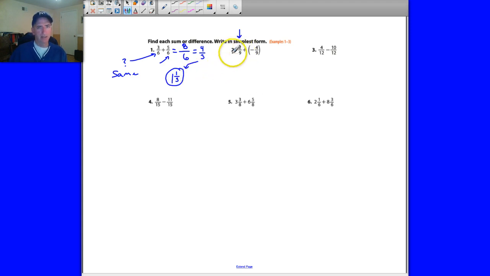Okay, I think 2 is easy enough. We can skip that one. Let's go on to number 3 here, as we'll get these concepts reinforced here, I believe, well enough. Notice what we have here. We have 4/12 minus 10/12. Okay, there's that subtraction problem.